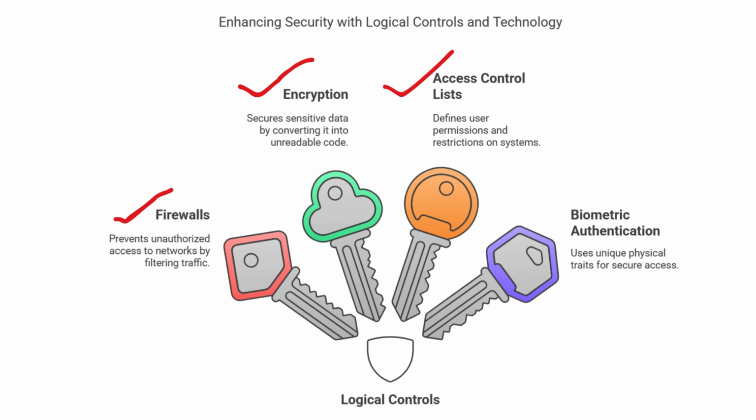Next is access control lists. Access control lists restrict what users and devices are allowed to do on a system. Think of an ACL as a guest list at a private event. If your name isn't on the list, you can't get in. How ACLs work: ACLs define who has permission to access specific files, applications, or network resources. They specify what actions users can perform, like read, write, or execute.